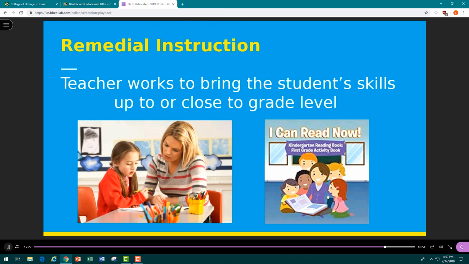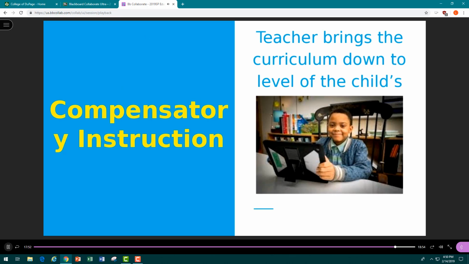Remedial instruction. This is an intervention that we provide to our students with learning disabilities. And that's about bringing the students' skills up to or close to grade level. It's remediating the difficulties and bringing their grade level functioning up. Compensatory education, on the other hand, is taking the material and bringing it down to the level of the child's functioning. So instead of reading a grade level 5th grade reader, you put them down in a 3rd grade reader. So that's compensatory instruction. Very easy to remember, I'm sure.